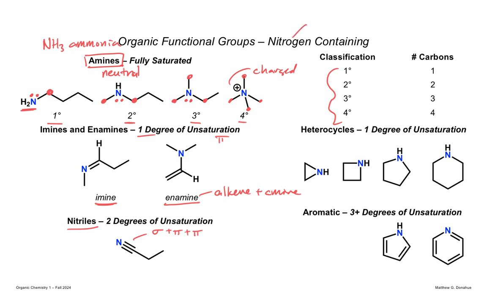So let me backtrack here. Nitrogen, we're going to call that a heteroatom. A heteroatom is anything other than carbon or hydrogen. So if you stick a heteroatom into a ring, you get a heterocycle. These have 1 degree of unsaturation due to the ring. And by their nature, they have to be secondary or above, because you're having at least 2 carbon substituents bonded to the nitrogen.